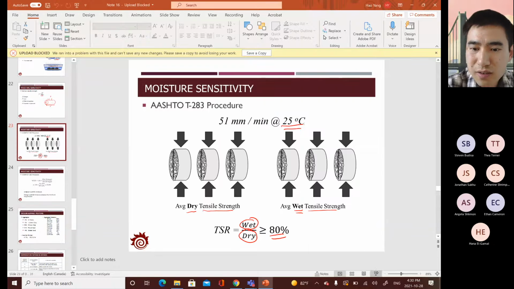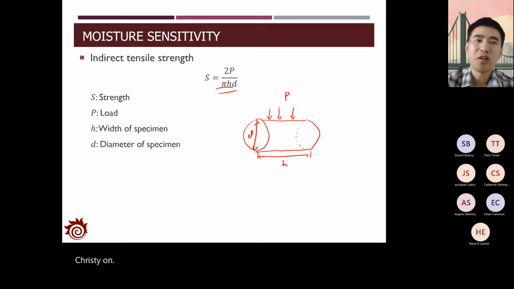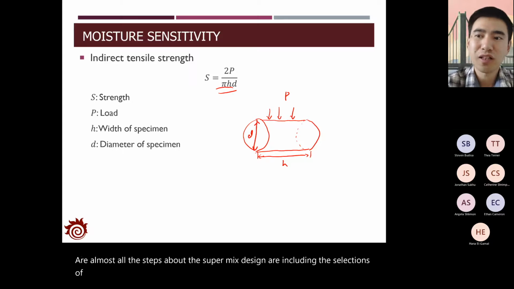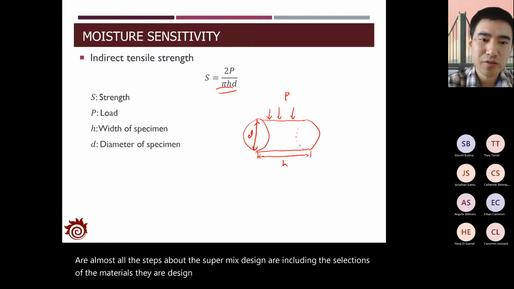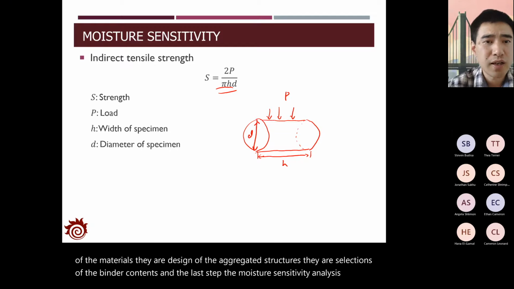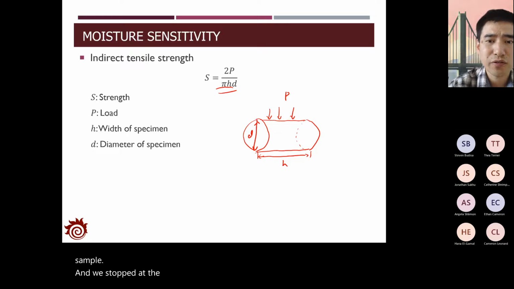Okay, in the last lecture, we introduced almost all the steps of the Superpave mix design, including the selection of the materials, the design of the aggregate structures, the selection of the binder contents, and the last step, the moisture sensitivity analysis of the sample. And we stopped at the indirect tensile strength for the specimen.